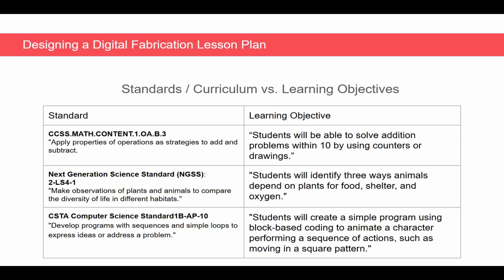Okay, next. So here are some suggested examples of the differences between, say, a standard versus a learning objective. The standards that I shared here are all American standards. Common Core math content is a standard. And you can see: apply properties of operations as strategies to add and subtract. That's quite vague if you're going to have your students learn that. So translating it into a learning objective, and piecing it out into what they're actually doing: they'll be able to solve addition problems within 10 by using counters or drawings. So that's a pretty straightforward activity or a measurable outcome that you can have from your lesson.